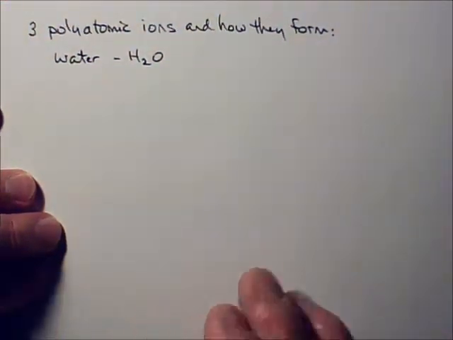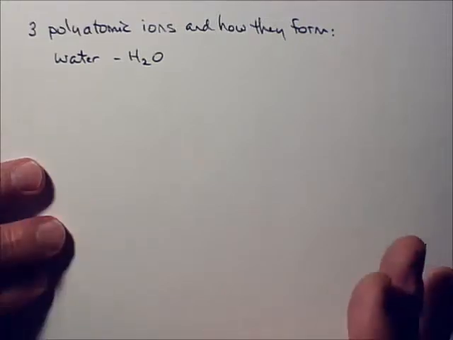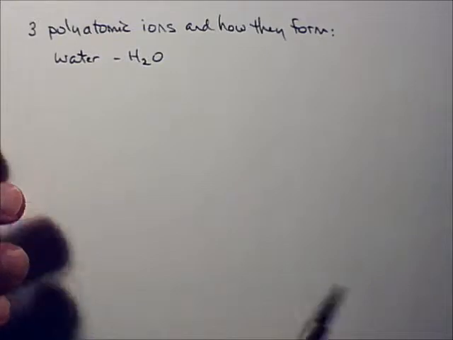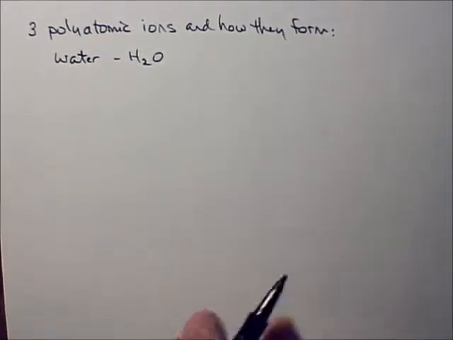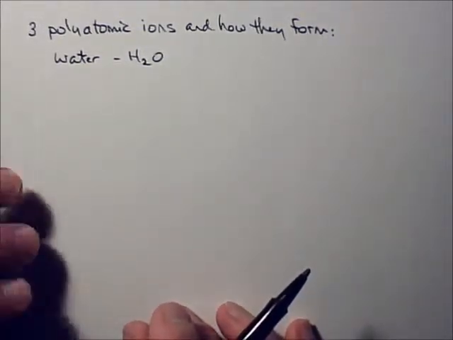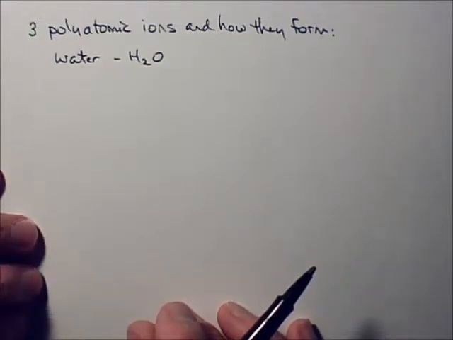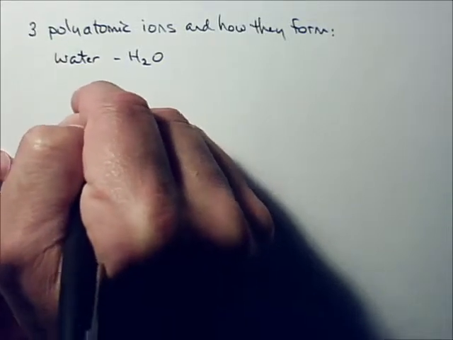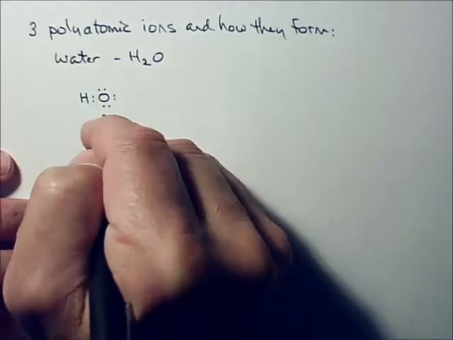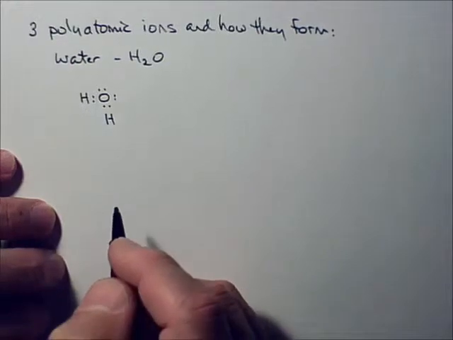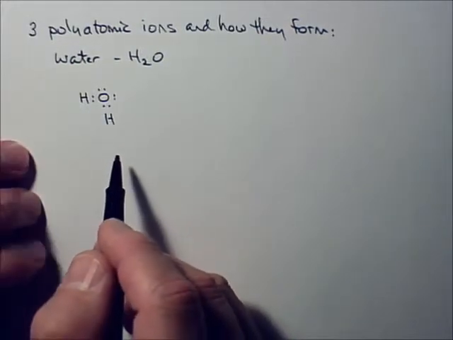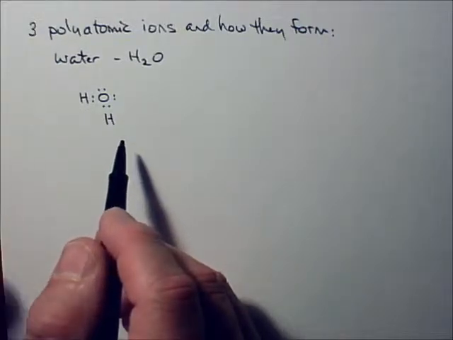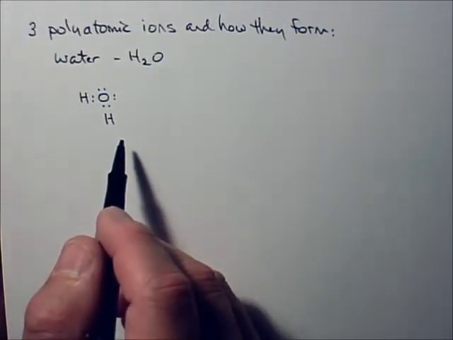Okay, we're going to look at some really simple polyatomic ions and how we can think about them forming. We're going to start with water as a place to start. Water is not a polyatomic ion. It's a neutrally charged covalent compound. And one of your homework problems is to figure out the Lewis dot formula for water, which looks like this. But there's no such thing as pure water.